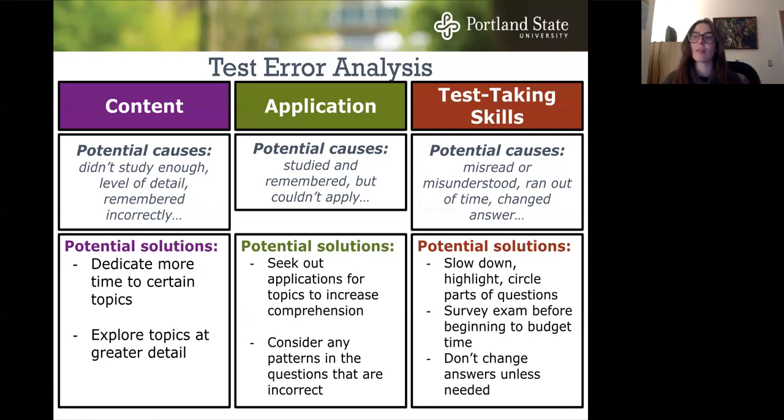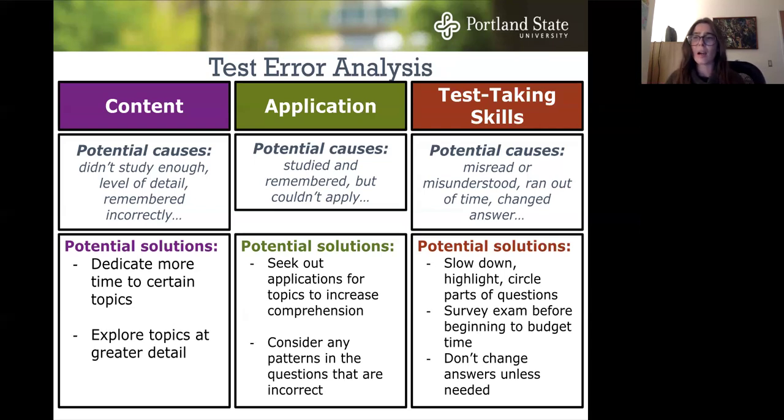What if maybe we understood the content, but once it was put into a question, we just didn't know how to apply that content to that question? From there, we need to be figuring out other ways that we can apply that content to answer questions, just to increase our comprehension. And maybe also just consider any patterns in the types of questions that we're getting incorrect.